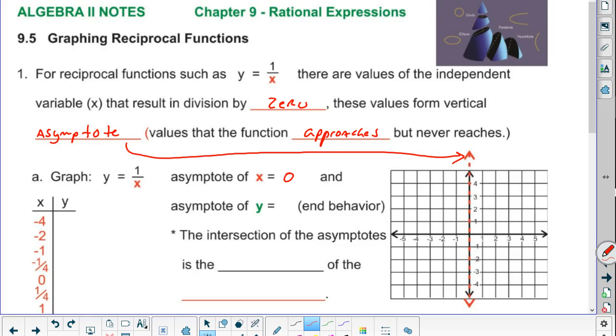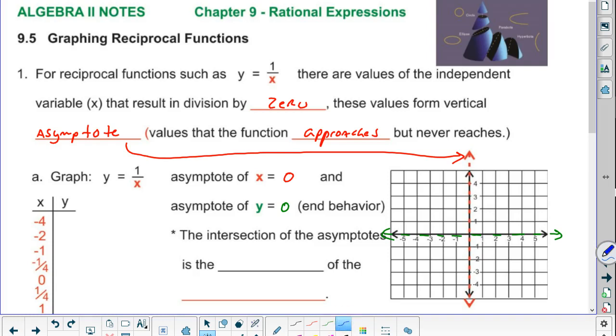Okay, and then you also have what we call the end behavior. And we're also going to have the same issue at y equals 0. I'll explain this a little bit further later on. But now we have a horizontal asymptote. And that's a little bit more involved on that one. So I'll show you that a little bit later.